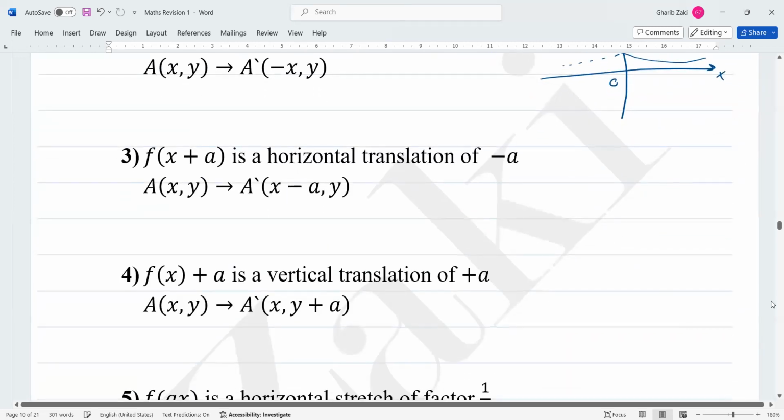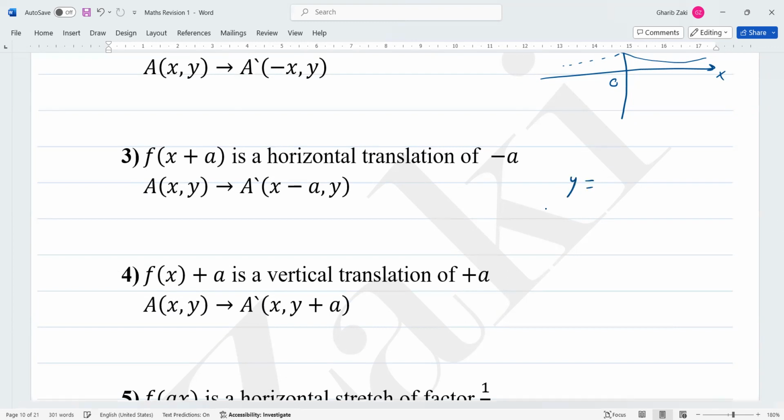f of x plus a is a horizontal translation of magnitude negative a, like this. y equals e to the power x plus 2 is a horizontal translation of scale factor 2. This does not affect the curvature. So how can we draw this? Or how can we sketch it, not draw?